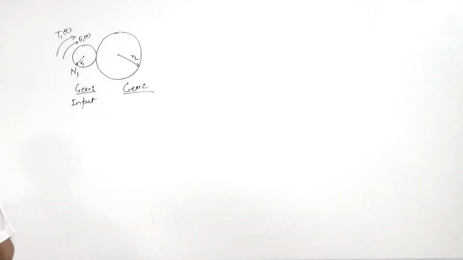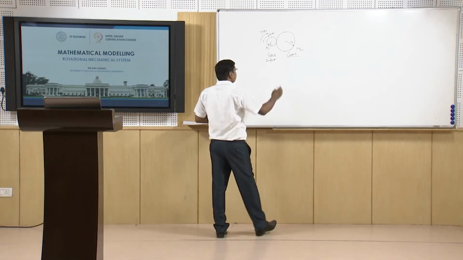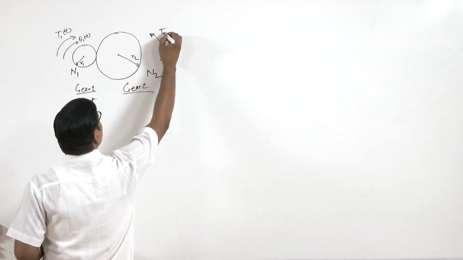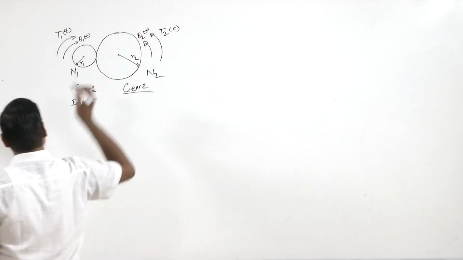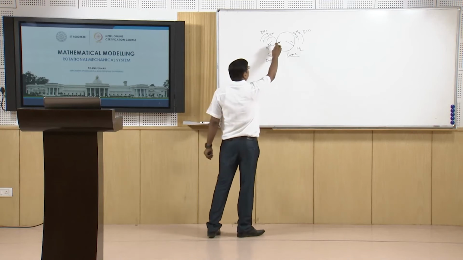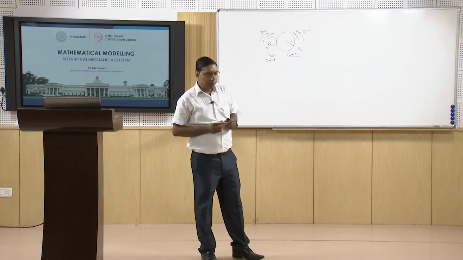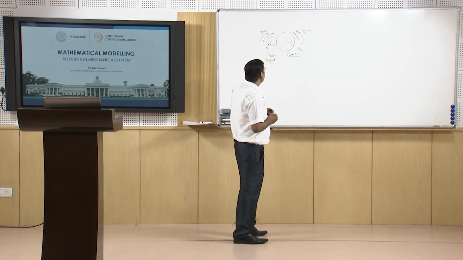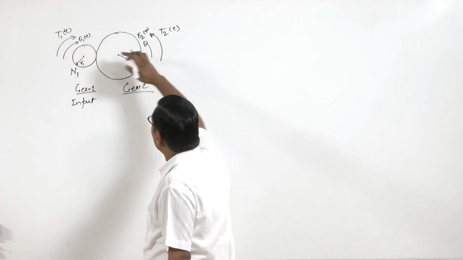So gear 2 has number of teeth n2, and torque on this shaft is T2, and angular displacement is theta 2. So as we know, on the circumference the same displacement will be traveled by both gears because they are in contact. So R1 theta 1 will be equal to R2 theta 2.